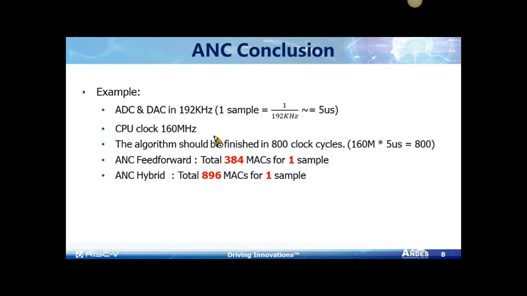So if the ADC and DAC sample rate is running under 192 kHz, and the CPU clock is 160 MHz, the algorithm only has 800 cycles for one sample. So the feed-forward solution will take around 384 MAC for one sample, and the hybrid solution will take 896 MAC for one sample. So even though you have a really powerful DSP in your TWS platform, it's still impossible to let 896 MAC be finished in one sample. That's why most of the TWS solutions are only capable of feed-forward and feedback solutions.